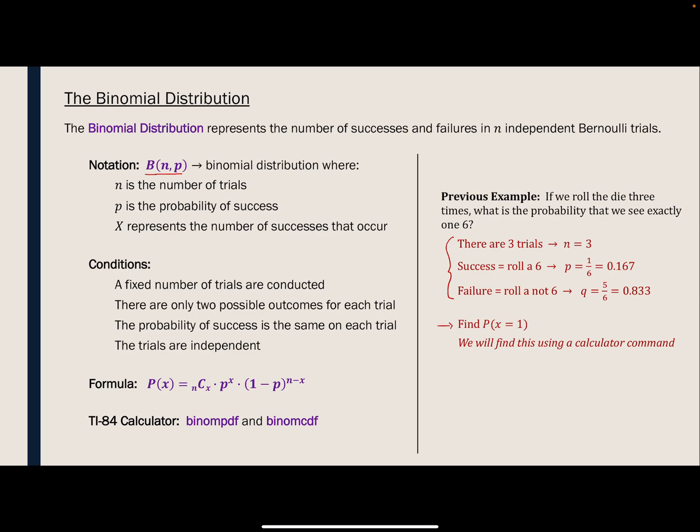We can use this formula, and I'm not even going to explain the formula because I don't want you to use it. We're going to use calculator commands. We have 2 calculator commands that we're going to use, either binomial PDF or binomial CDF. We use the PDF command when we want to find exactly a certain number of successes, and we use the CDF command when we want to find a range of successes.